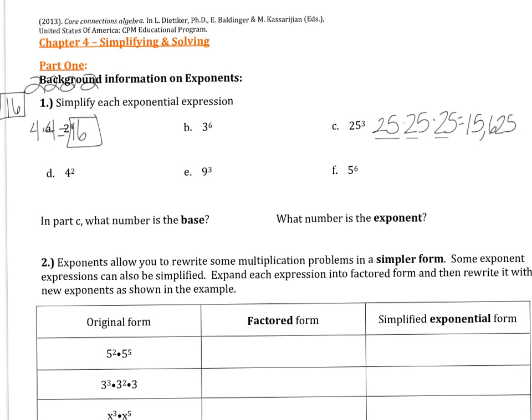15,625. So it says in Part C, what number is the base? So if we take a look at letter C, our base is going to be our 25. So 25 is the base, and then the number that's the exponent is the number that's written as the superscript. So it's up in the top right corner. So that number is going to be a 3.